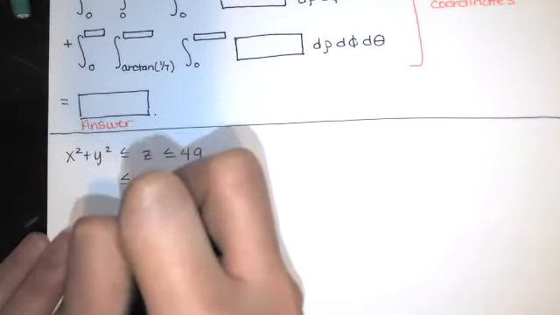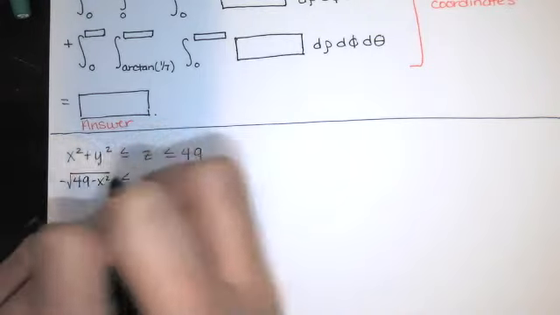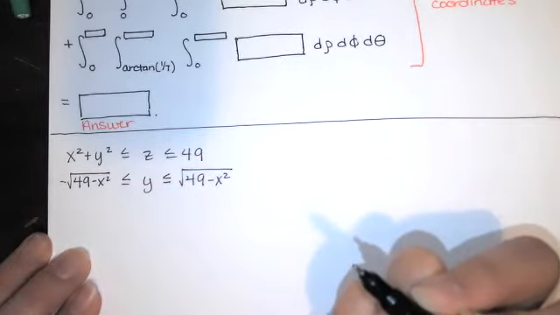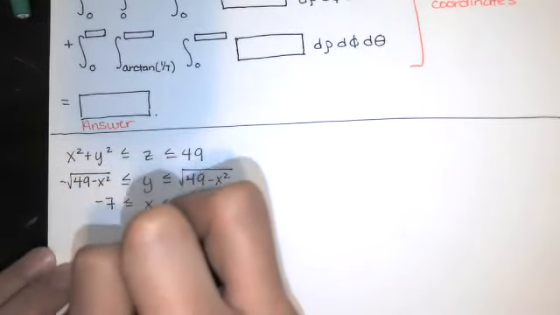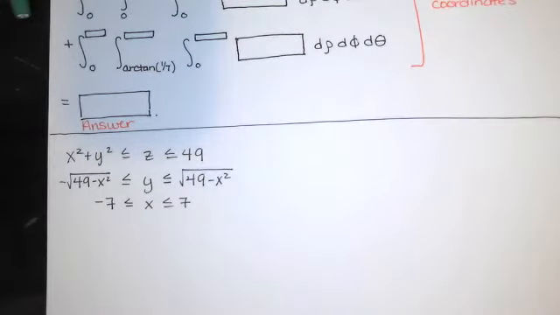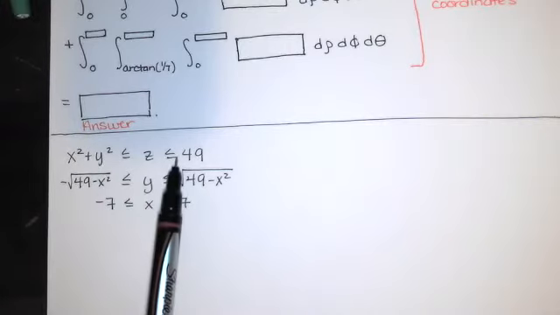And our bounds for y are the negative square root of 49 minus x squared and the positive square root of 49 minus x squared. And the bounds for x are given as -7 and 7. Okay, so remember with your bounds for z, you want to think of this as going from a bottom function to a top function.